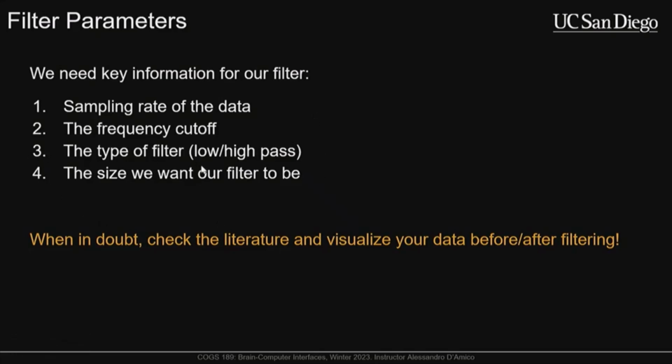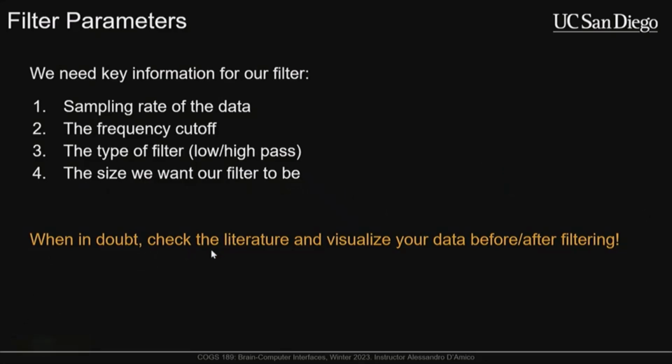And then the type of filter: low, high, band stop, and the size that we want our filter to be. This is essentially the number of coefficients that our filter has. Different things happen depending on the size of the filter. Even if you're designing the same filter but changing the order, which is what you'd call it with an IIR filter, or you change the number of taps or coefficients in an FIR filter, it has different effects on the data, which we'll explore.